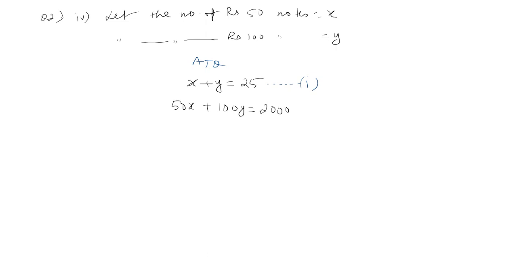Now what we can do, we can simplify the second equation. We can divide each term of this second equation by 50. 1 is left here, 2 is left here, and 40 will be left here, and that is our simplified equation. So we can regard this as equation number 2, and this equation 1 and this equation 2 directly you can write one below the other and subtract.